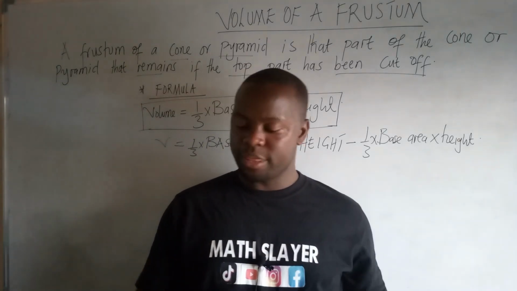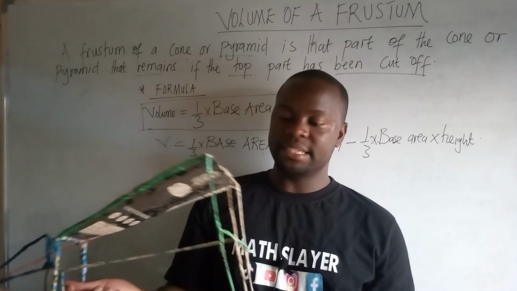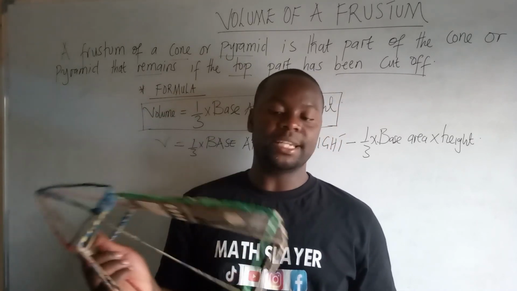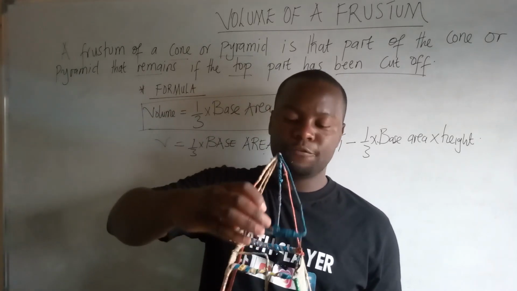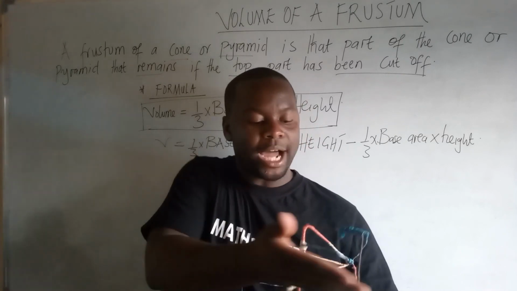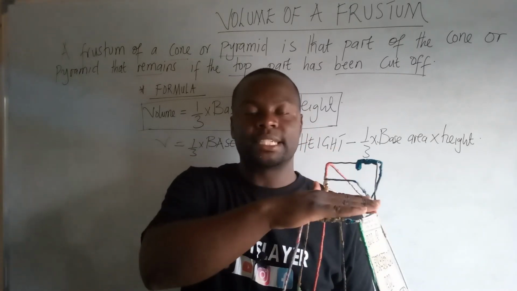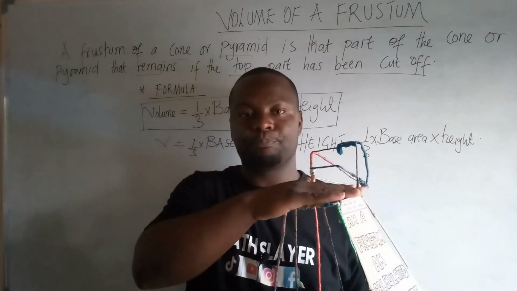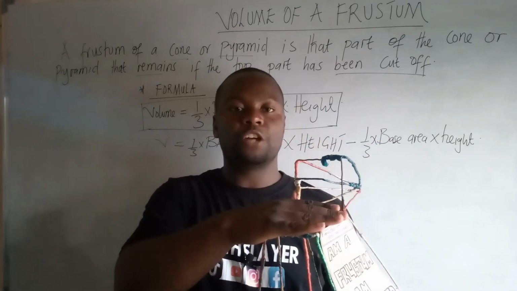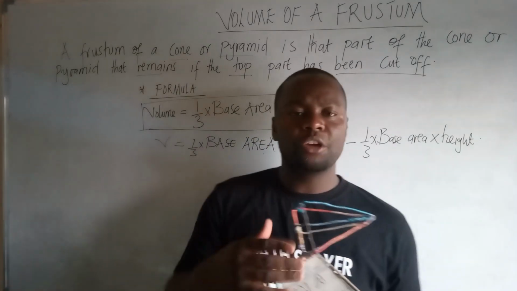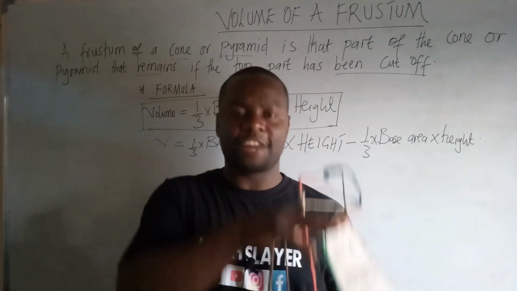Okay? Now with the pyramid, remember this is a rectangular pyramid, if you remove the top part, you cut off this top part, what will remain is what we are referring to as a frustum. So how are you going to calculate the volume of this frustum?